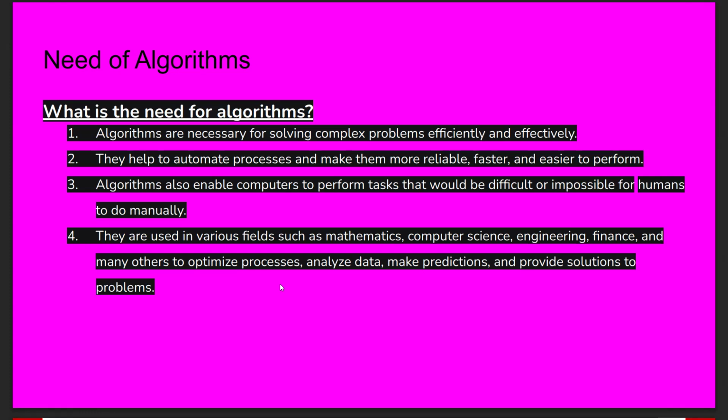Why do we use algorithms in various fields? In order to optimize processes, meaning to get the best solution, and also to analyze data. By using these algorithms, we can make predictions in machine learning; in machine learning models, we make predictions using various algorithms. And also for providing solutions: we can provide different solutions for different problems. So this is the need of algorithms.